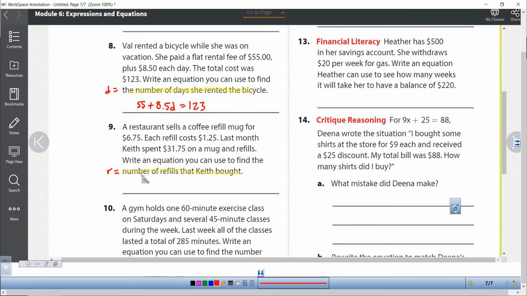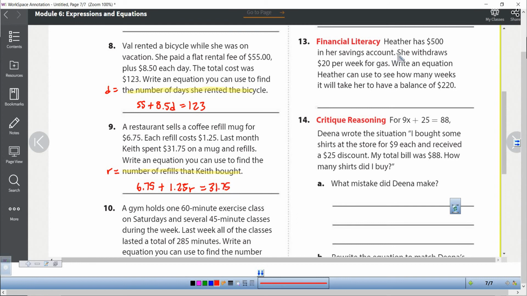All right, so we have our one-time fee, which is $6.75, right? Plus our recurring fee of $1.25. That's what gets our variable, because every refill is $1.25. And then we have our total here, which is $31.75.